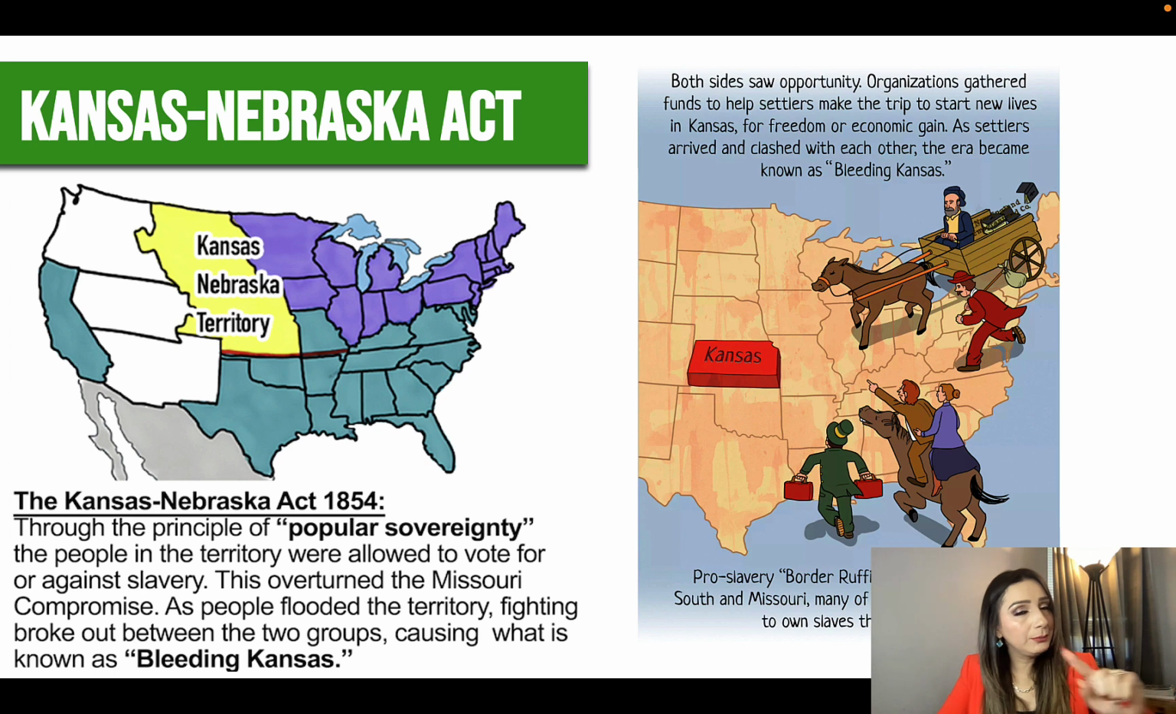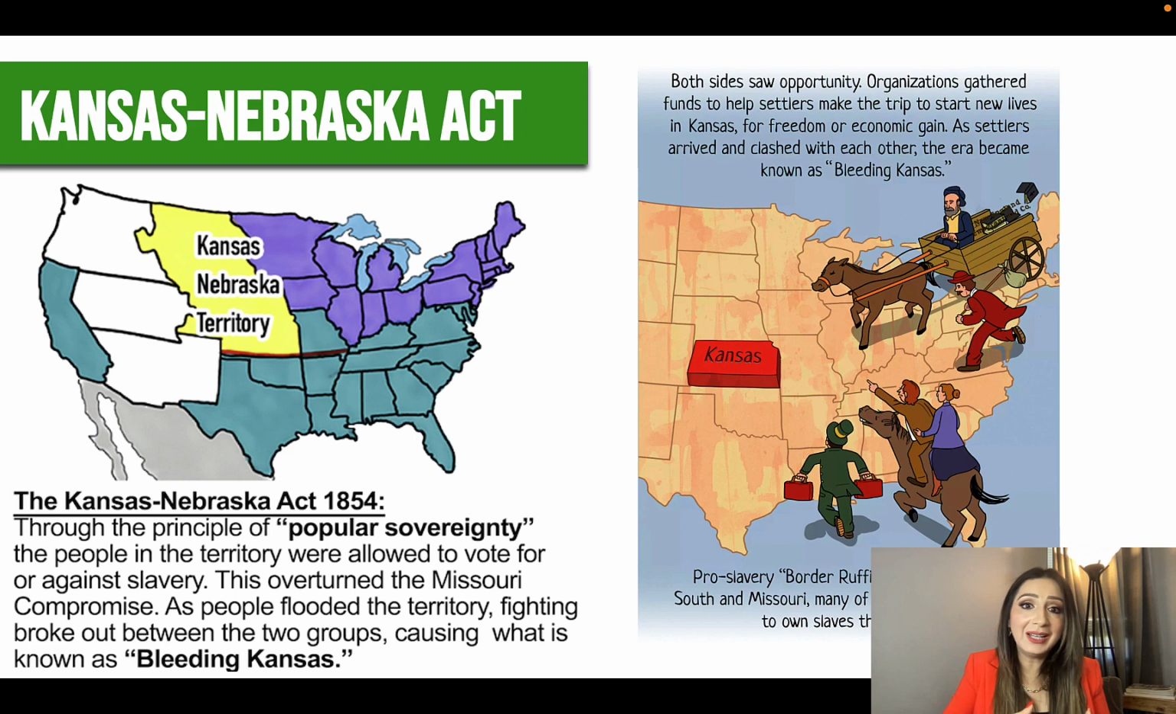Again, popular means people and sovereignty means power. So the people in Kansas and Nebraska were allowed to vote for or against slavery. Now, when they made this decision and said, we're going to allow everyone through popular sovereignty to vote for or against slavery, everyone started to flood Kansas and Nebraska. People started to rush over there to try and persuade others to choose what they wanted. And what ended up happening is fighting broke out, especially in Kansas, between both groups.